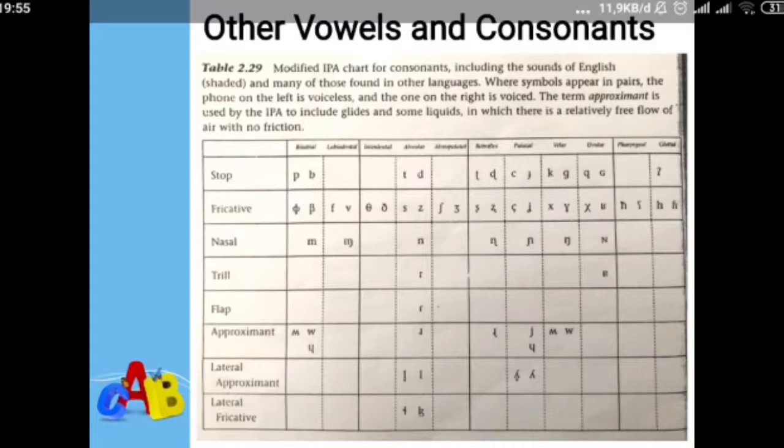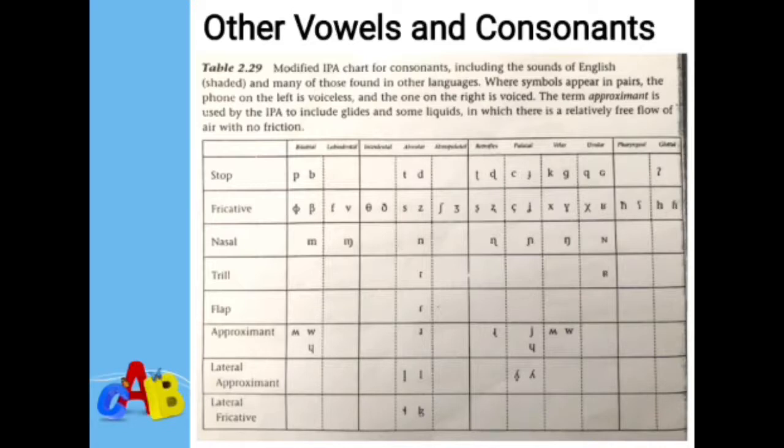And then we have alveolar. Alveolar: within the oral cavity, a small ridge protrudes from just behind the upper front teeth. In alveolar stop, we have t and d. The example of that is tap and that. And fricative s and z. The example of s is snake and z is zebra.